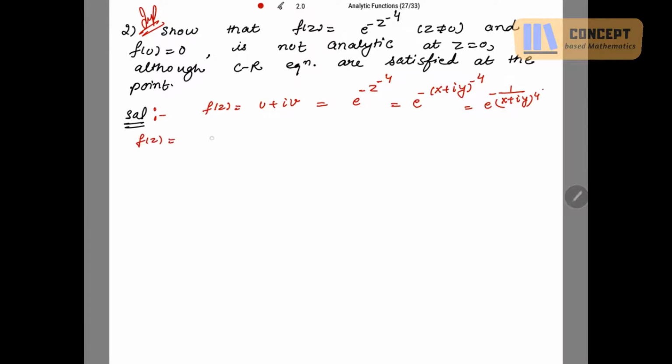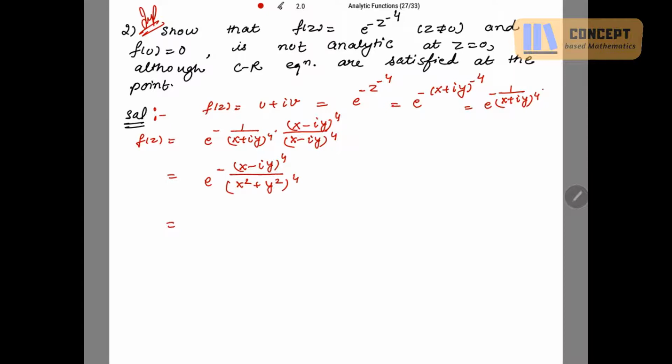Now e raised to the power minus 1 over (x plus iota y) to the power 4. I am rationalizing this. On rationalizing, I will get (x minus iota y) to the power 4 in numerator and denominator. This is equal to e raised to the power minus (x minus iota y) to the power 4 over (x square plus y square) to the power 4.